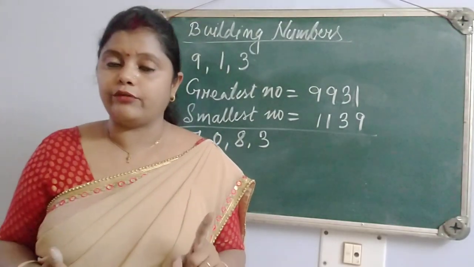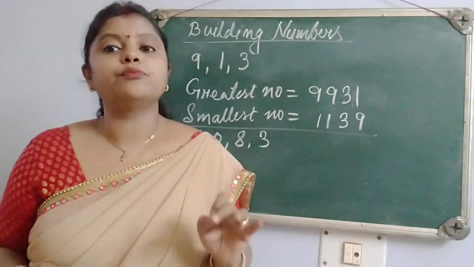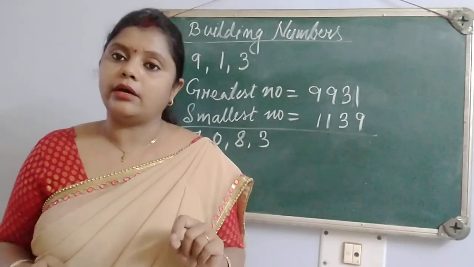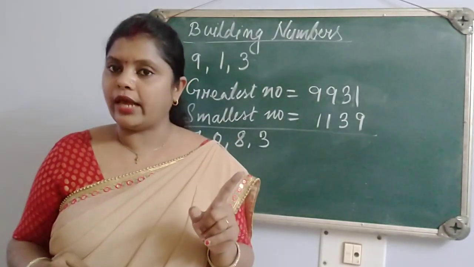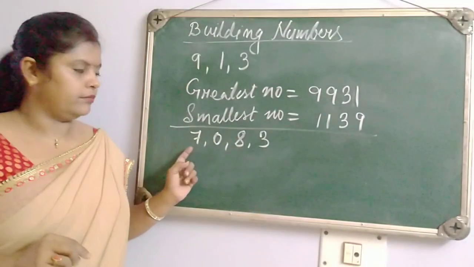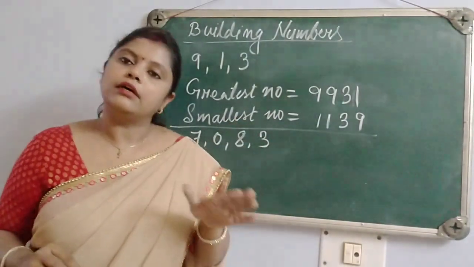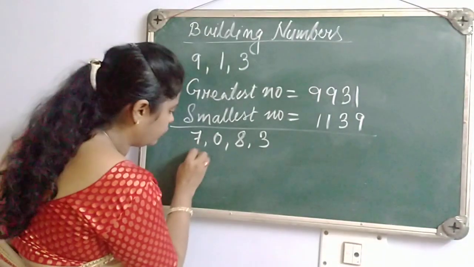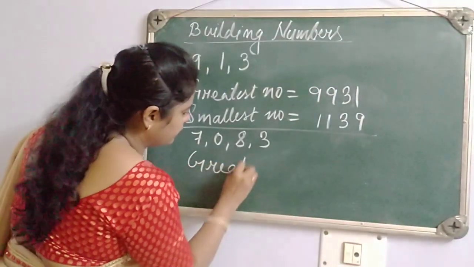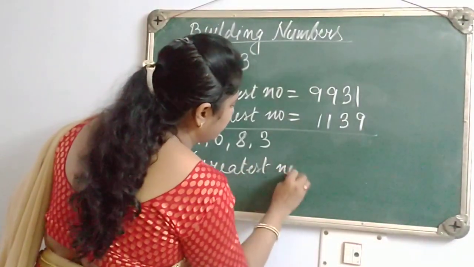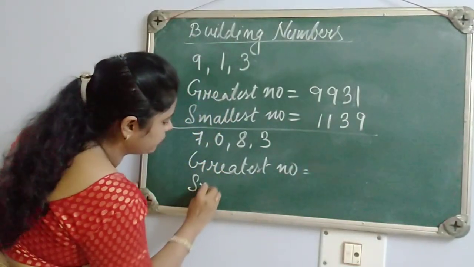Okay, just listen carefully. Form the greatest and smallest 6-digit number. So 6 digits we have to form, and we are given only 7, 0, 8 and 3. So let's first form the greatest number. Let's see how to do it. You all know very well. So first we will form the greatest number, and then we will form the smallest number.